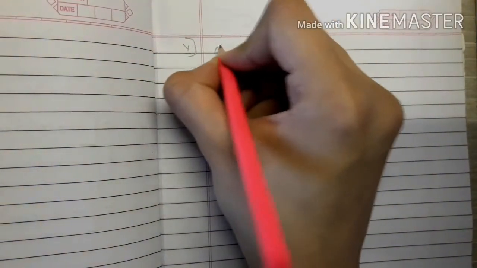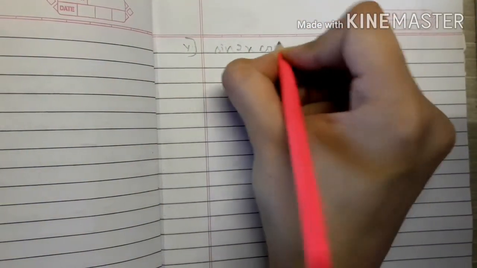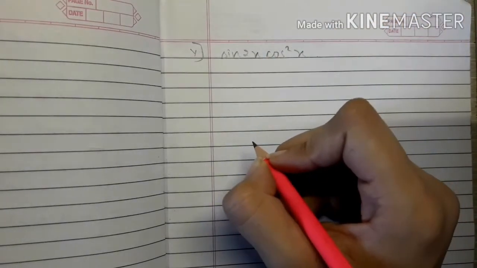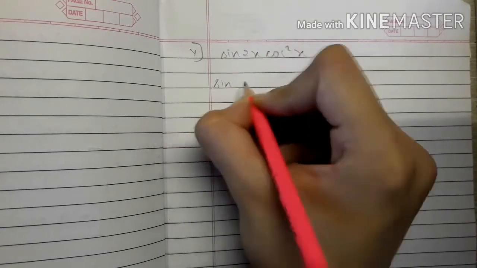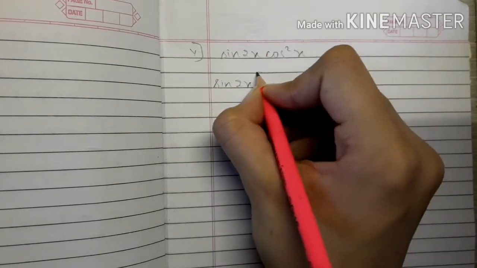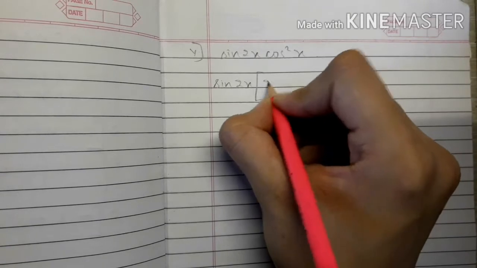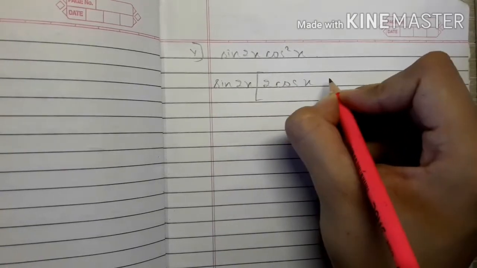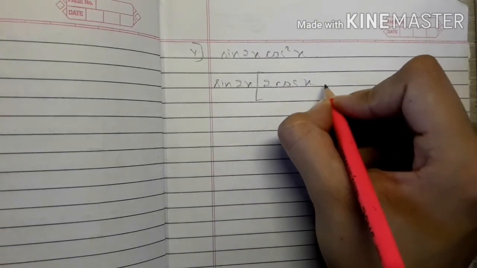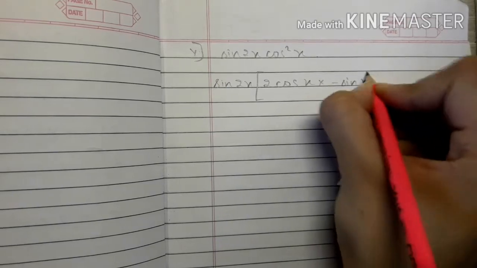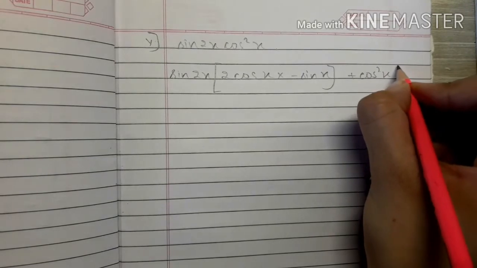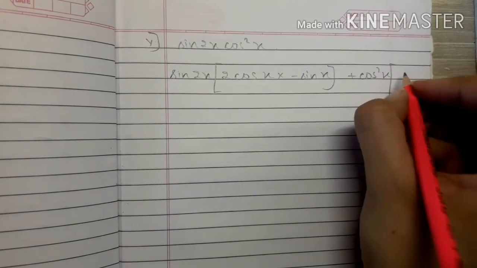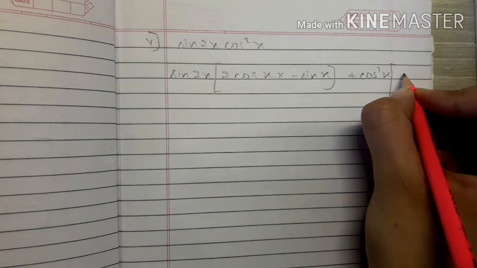Moving on to the fifth subpart, which is the differentiation of sine 2x cos square x. So first of all, we'll be using the UV rule. This would be sine 2x into the differentiation of cos square x, which would be 2 cos x into the differentiation of cos x, which is minus sine x, plus cos square x into the differentiation of sine 2x, which would be cos 2x into 2.